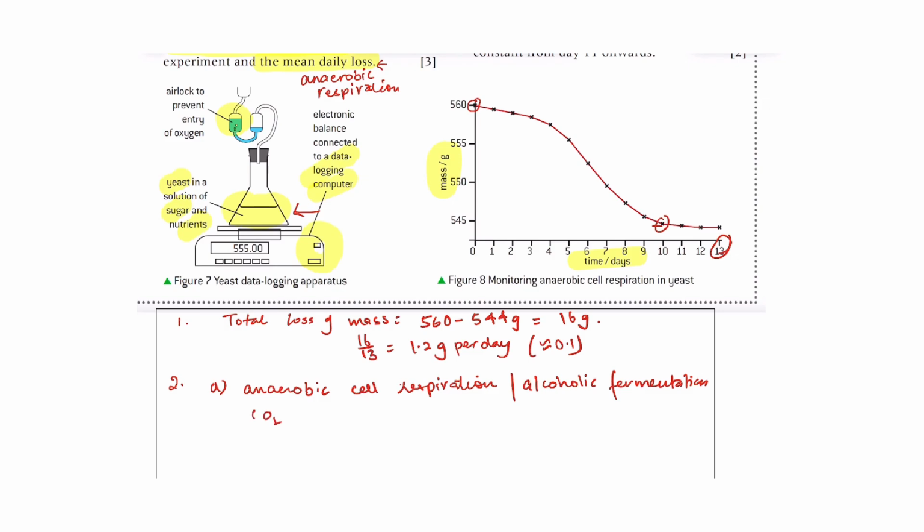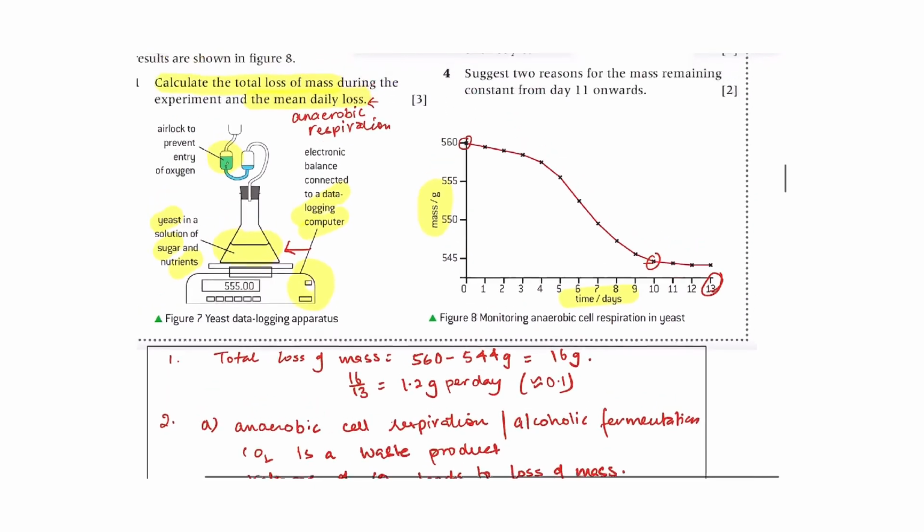So CO2 is produced, which is the waste product as we know from anaerobic cellular respiration, and release of CO2 leads to loss of mass. So that should be 3 points for this question.